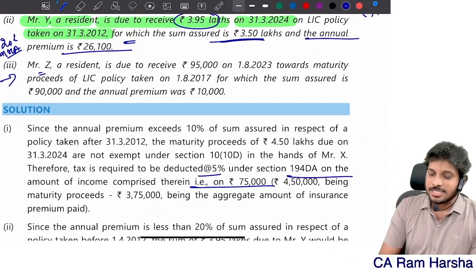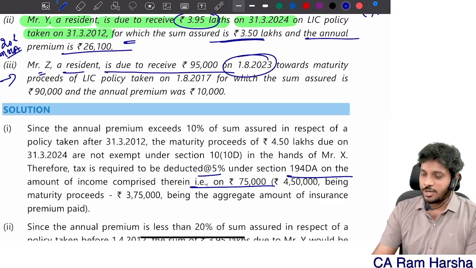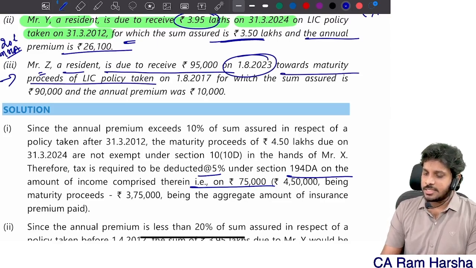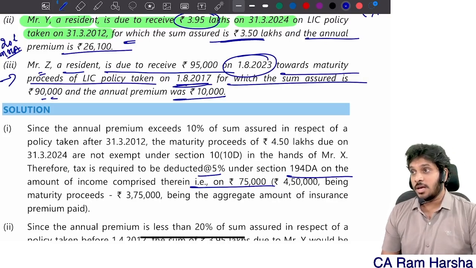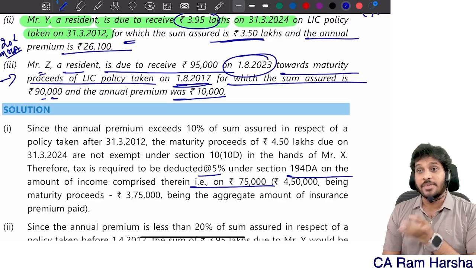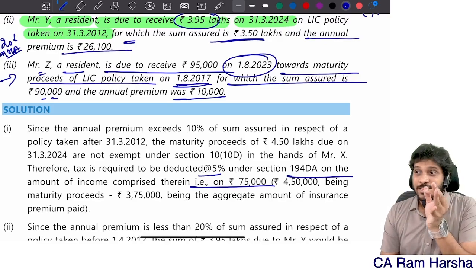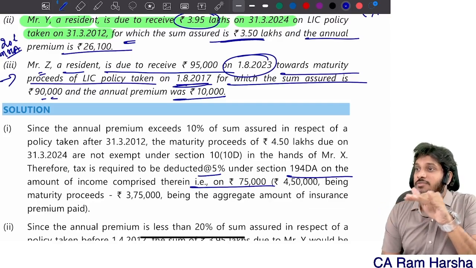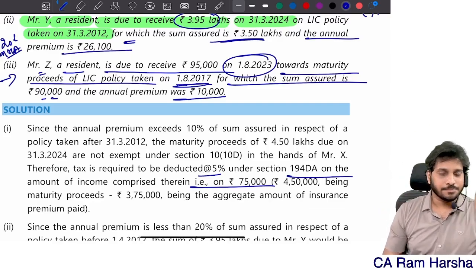Third case, Mr. Z, a resident, is due to receive 95,000 on 1st August 2023 towards maturity proceeds. The policy was taken on 1st August 2017, for which sum assured is 90, but annual premium is 10,000. Policy is taken on or after 1st April 2012. 10% only is the limit permitted to get exemption, but here the premium crossed 10%. Therefore, this is a taxable policy. But since the maturity is less than 1 lakh, TDS provision 194DA will not apply. Are you clear? All of you?